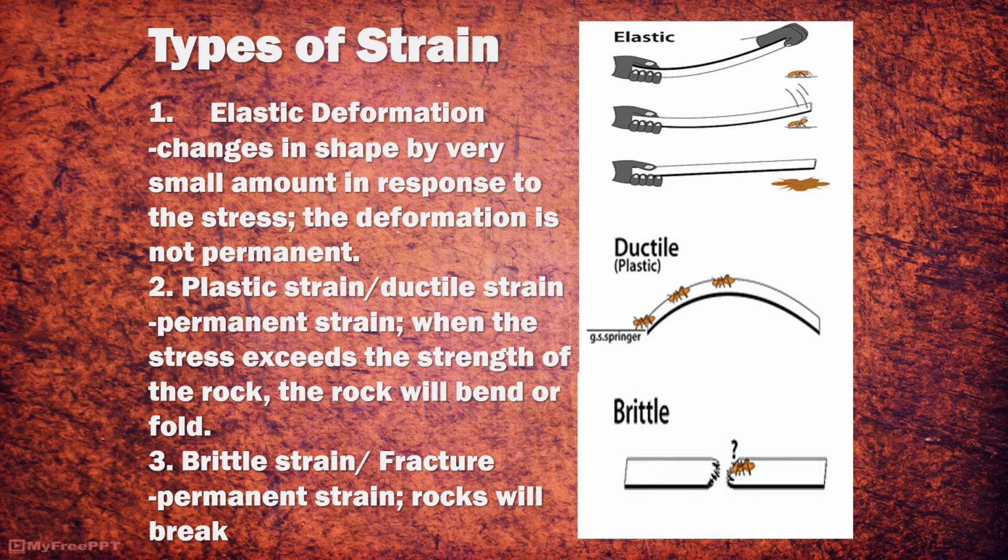Now let's talk about the types of strains. We have your elastic, your plastic or ductile, and your brittle strain. First, let's talk about your elastic deformation. Elastic deformation is a change in shape by a very small amount in response to the stress. The deformation is not permanent.